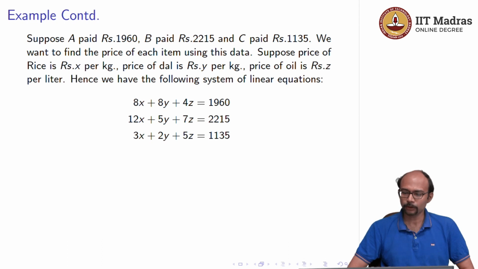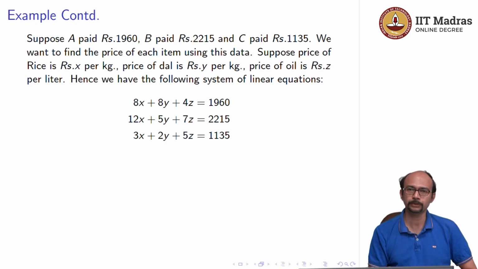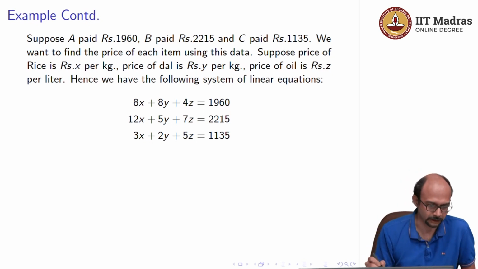So then what do we get for the first buyer? We get that 8 times X, because he or she bought 8 kg of rice, plus 8 times Y, 8 kgs of dal, plus 4 times Z is 1960. Similarly we get the next two equations. So this is what a system of linear equations looks like. And now from this data we would like to solve this system and get the price of rice, dal and oil.